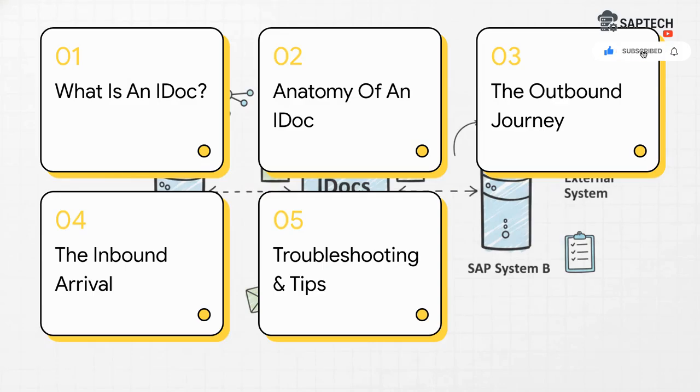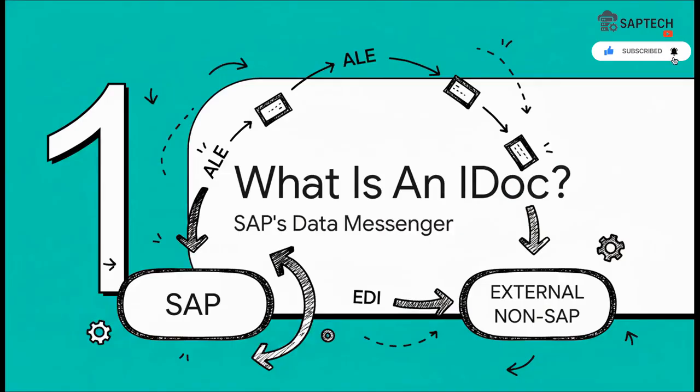Okay, so to really wrap our heads around this, here's the game plan. We'll start with what an IDoc actually is, then we'll dissect one to see what it's made of. After that, we'll follow its journey, leaving one system and arriving at another. And then we'll cap it all off with some real-world troubleshooting tips. So at its very core, the IDoc is the absolute backbone of data exchange in the SAP world. You'll see it in two main flavors: ALE, which is Application Link Enabling, for SAP talking to other SAP systems, and EDI, Electronic Data Interchange, which is for talking to the outside world, non-SAP systems.